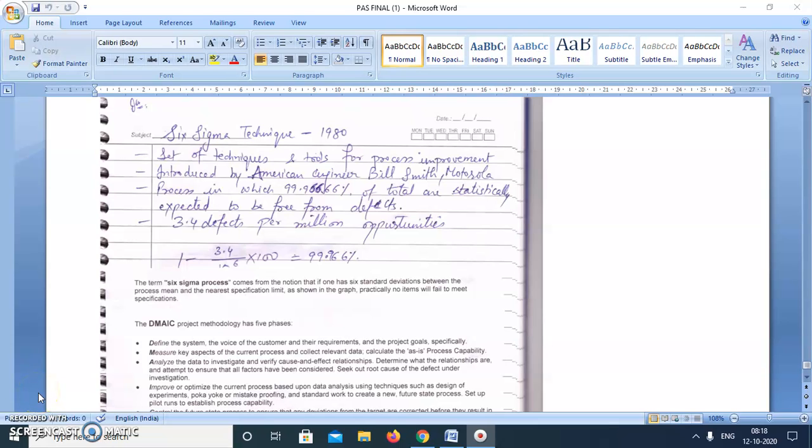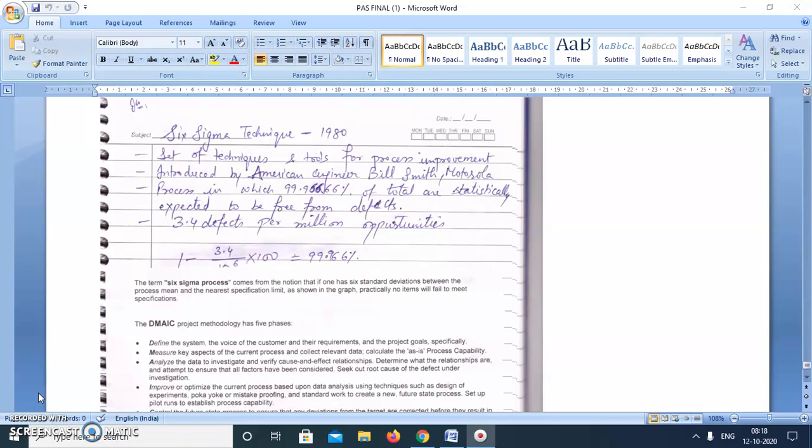Good morning to all. So today we'll introduce the topic Six Sigma. Six Sigma is a statistical technique for process improvement.